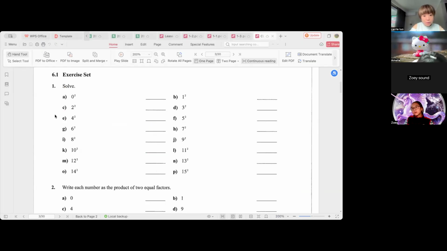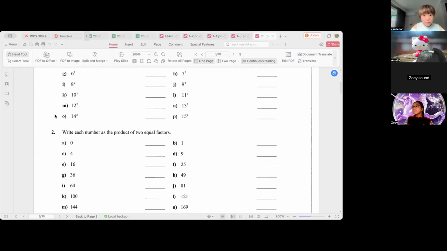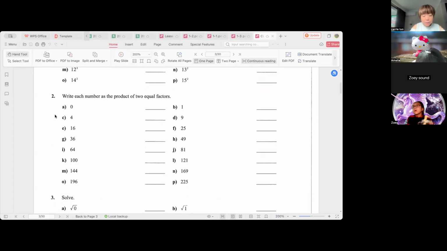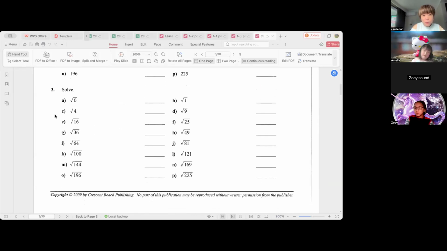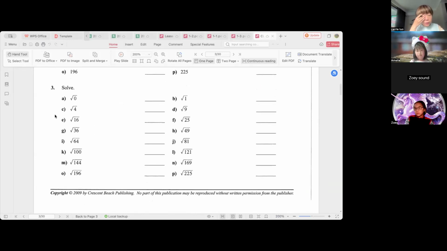So now let's take a look at this one. Write each number as a product of two equal numbers. This is just the reverse of the number 1. So I want you to write down one thing: a number's square root must be positive. That means all of these numbers must be positive. But Zoe, is it possible that a square root with a negative in front of it equals -2? I don't think it's possible.